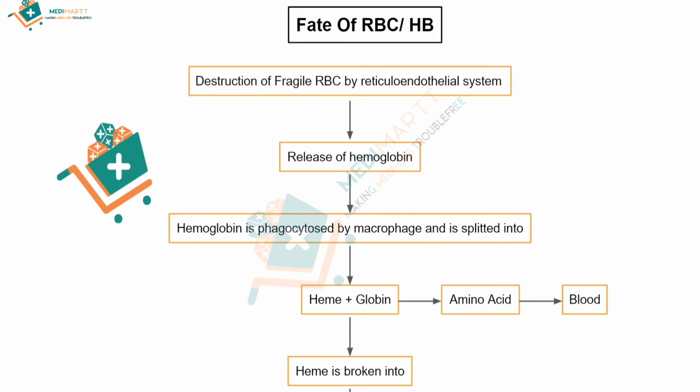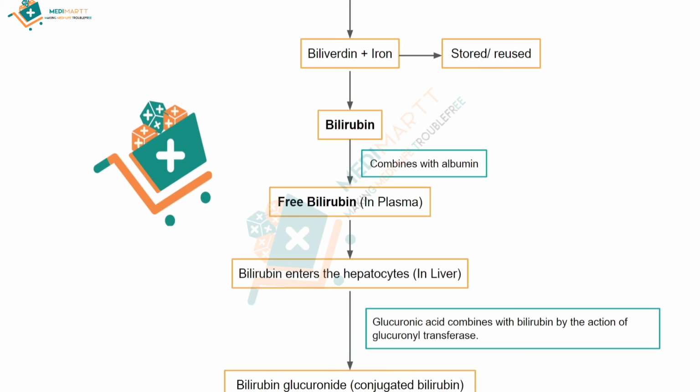Now the heme part is broken into biliverdin plus iron. Then this iron is either stored or reused. Biliverdin is converted into bilirubin. Now this bilirubin combines with the albumin, which is present in the plasma, and forms the free bilirubin in the plasma.